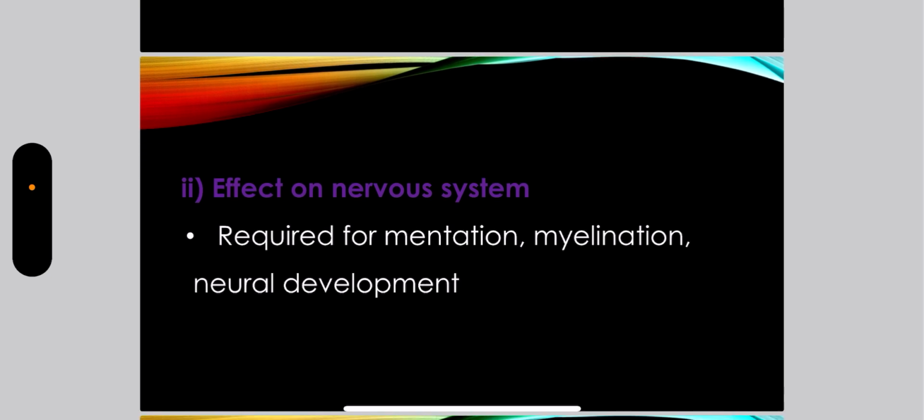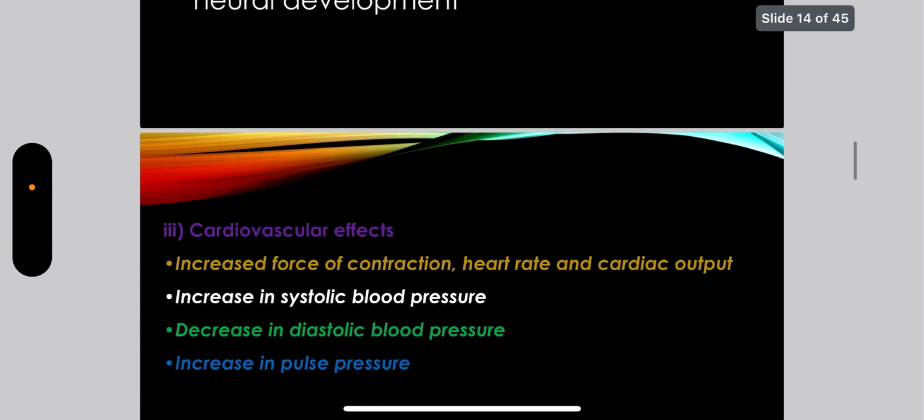About nervous system, it is helpful in the myelination, neural development and mentation. That's why when there is the deficiency of thyroid hormones, there will be mental retardation. Anxiety, worry, psychosis, psychoneurotic tendencies, we can see. These are observed in the patient who have hyperthyroidism.